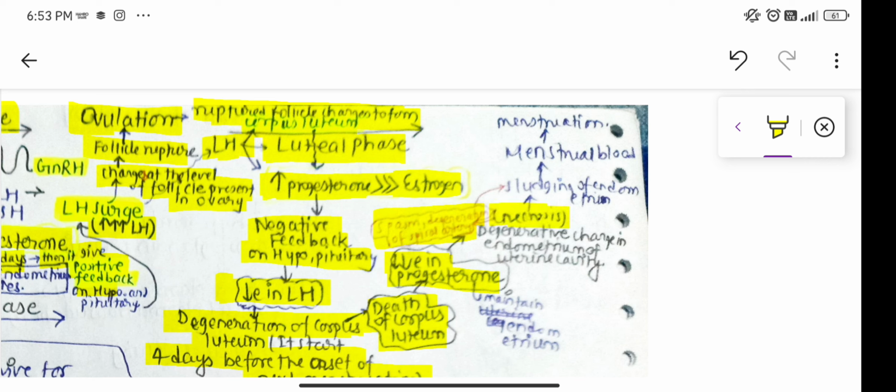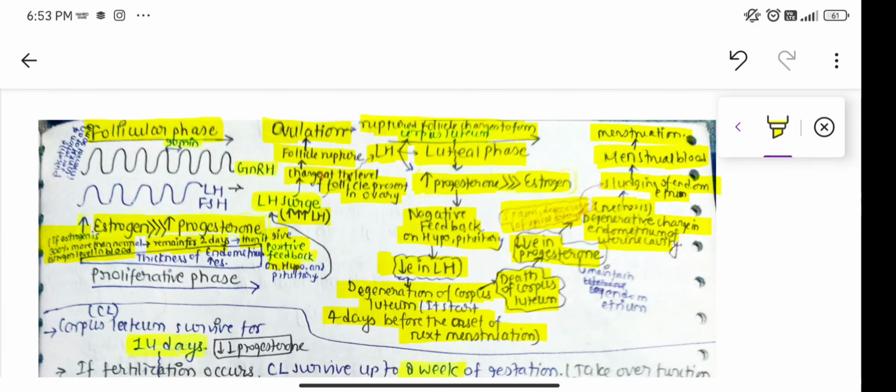There will be degenerative cells in the endometrium of the uterine cavity. All the cells that are present there will start to die, and after the death there will be sloughing of the endometrium. Sloughing of the endometrium means there is loss of blood, menstrual blood, which we call menstruation. So I think you understood about the menstrual cycle.